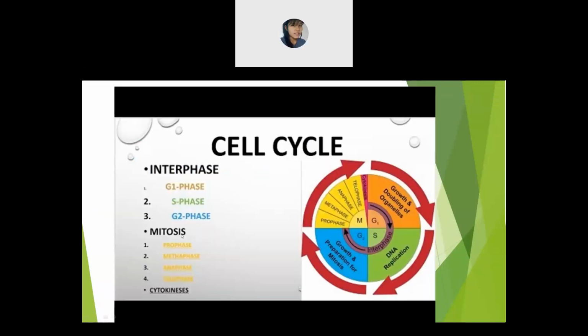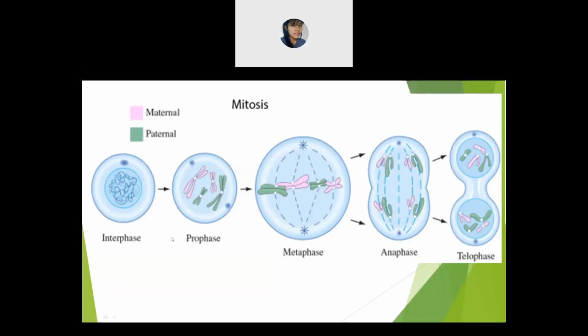Now we will see what happens in mitosis. In mitosis, you will get prophase, metaphase, anaphase, telophase. So we will see one by one what happens in the prophase, metaphase. So this is just a rough picture, I can say. It is just copying which you will get.